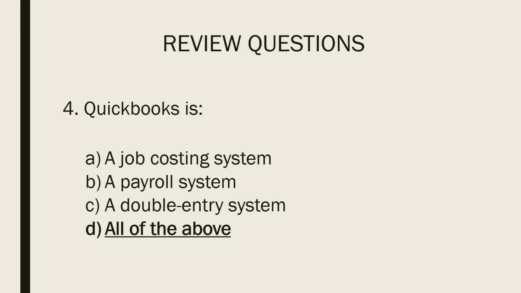And C, a double entry system. Yes, we talked about this. It does the accounting behind the scenes. It uses the debit and credit system, which is the double entry system. So if there's an action, there's an equal opposite reaction. But as a user, we use it as a single entry. But QuickBooks is a double entry system.